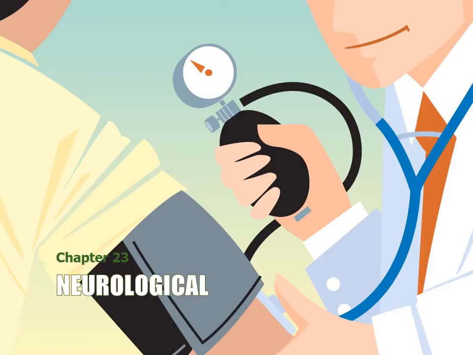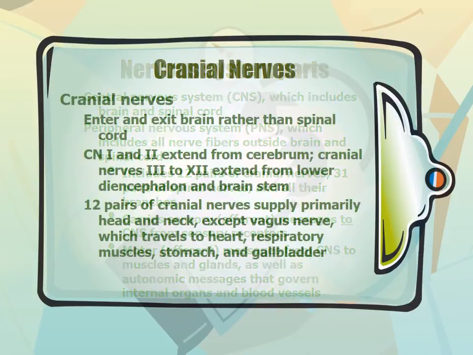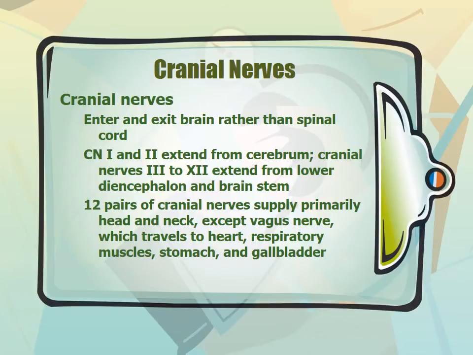Okay, so that having been said, oh, I forgot to move forward. Sorry, guys. The cranial nerves, let's look at them first. The cranial nerves enter and exit the brain rather than the spinal cord, right? Cranial nerve 1 and 2 extend actually from the cerebrum. Cranial nerves 3 through 11 extend from the lower diencephalon and the brainstem.